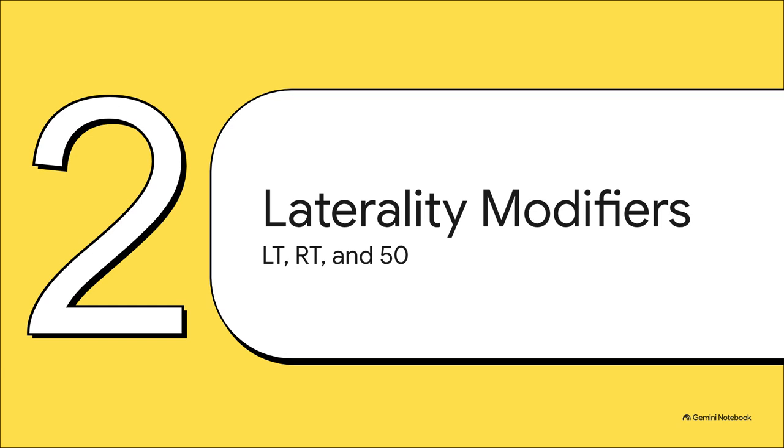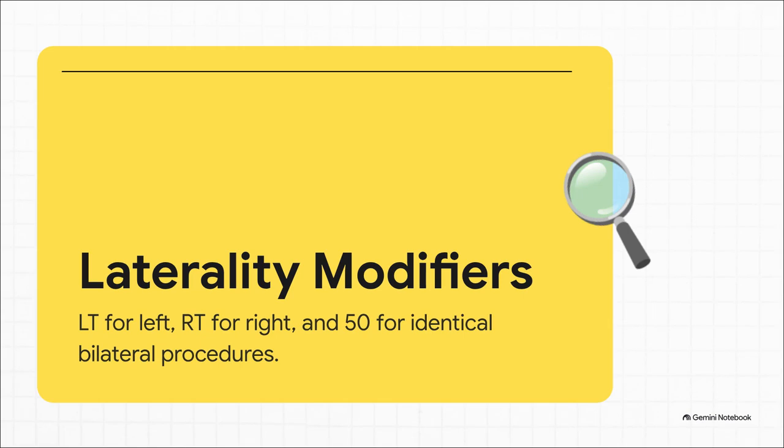Moving right along to Section 2, anatomical laterality modifiers. These 3 modifiers are essentially your foundational tools. They alert the payer exactly where the scalpel went. You've got LT for the left side, RT for the right side, and modifier 50, which is used when the exact same procedure is performed bilaterally, meaning on both the left and right breasts during the very same operative session. Honestly, whenever you are reading through a breast surgery operative report, your brain should immediately start scanning for laterality to figure out which of these 3 tools you need to pull out of your coding toolbox.